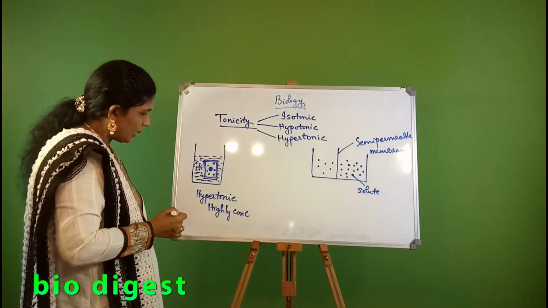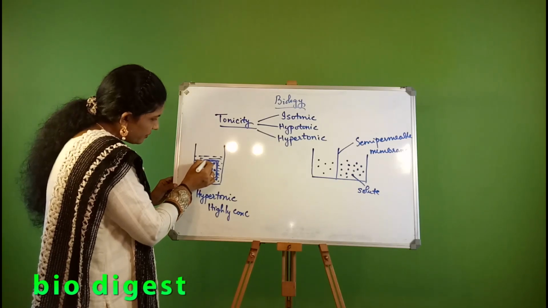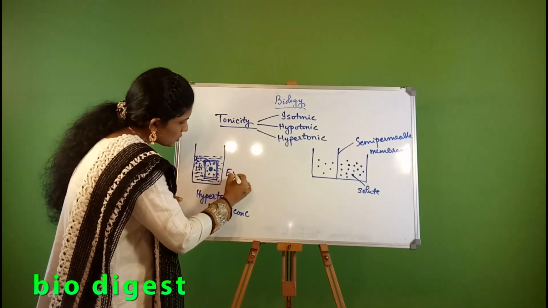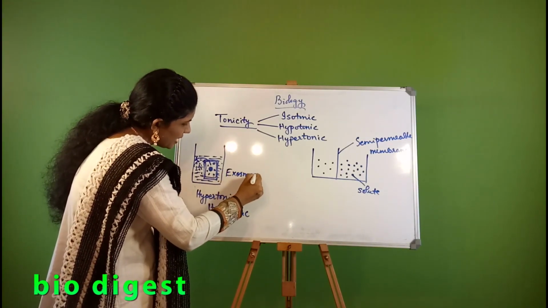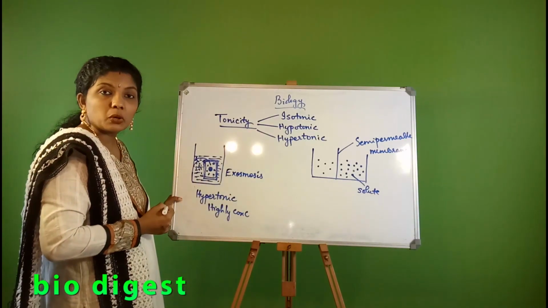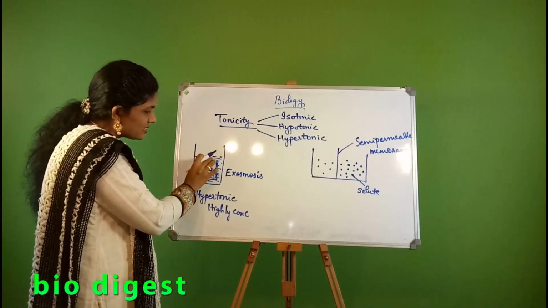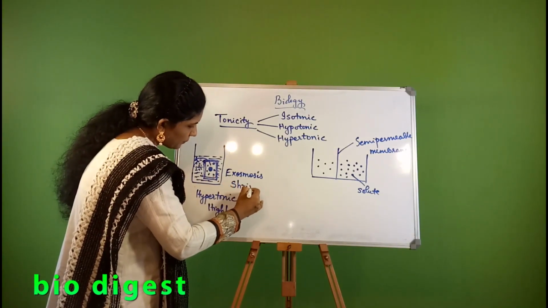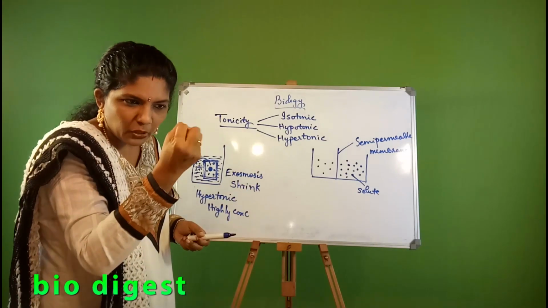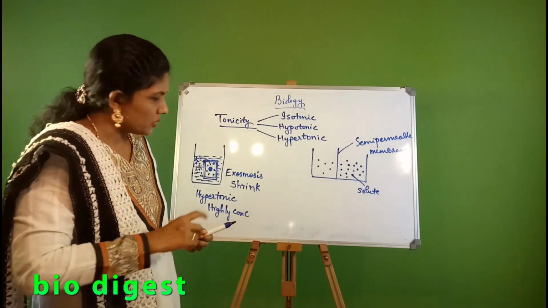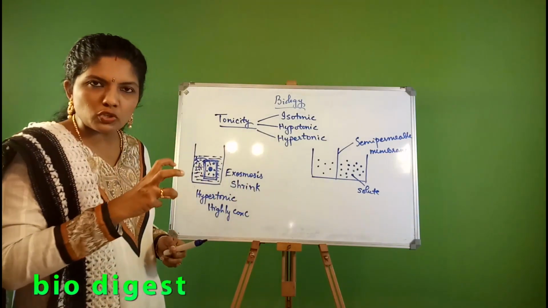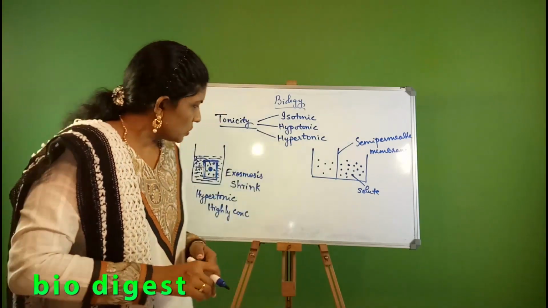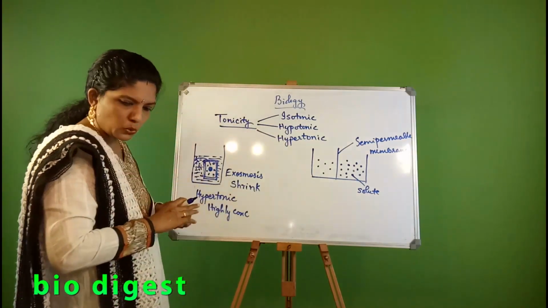In that case, what will happen? Water will move from within the cell to outside. That means exosmosis will take place when a cell is placed in hypertonic solution. As a result, what will happen to the cell? The cell will shrink. Shrink means it will reduce its size. So that is exosmosis. Exosmosis will cause the shrinkage of the cell. So that is about hypertonic solution.